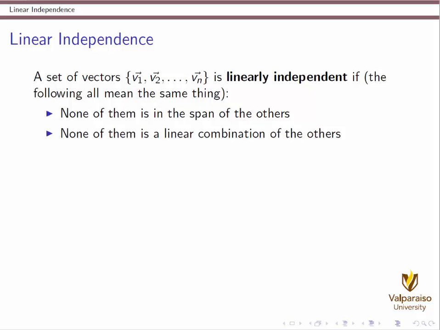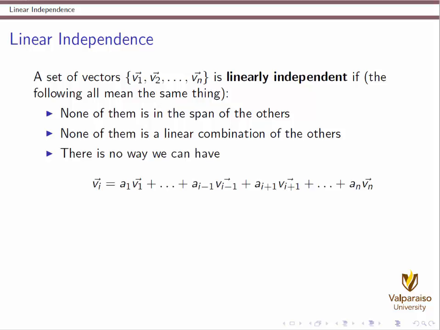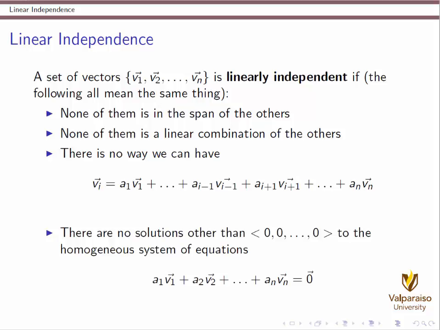That means that none of them is a linear combination of the others, which means there's no way that we can take this pile of vectors, set one of them aside, and write it as a linear combination of the others. Because if we can do that, then we could arrange it so a total linear combination of all of them would cancel out, right? If one of them is a linear combination of the others, then its coefficient could essentially be the canceling term for all of the rest. And we don't want that to happen.